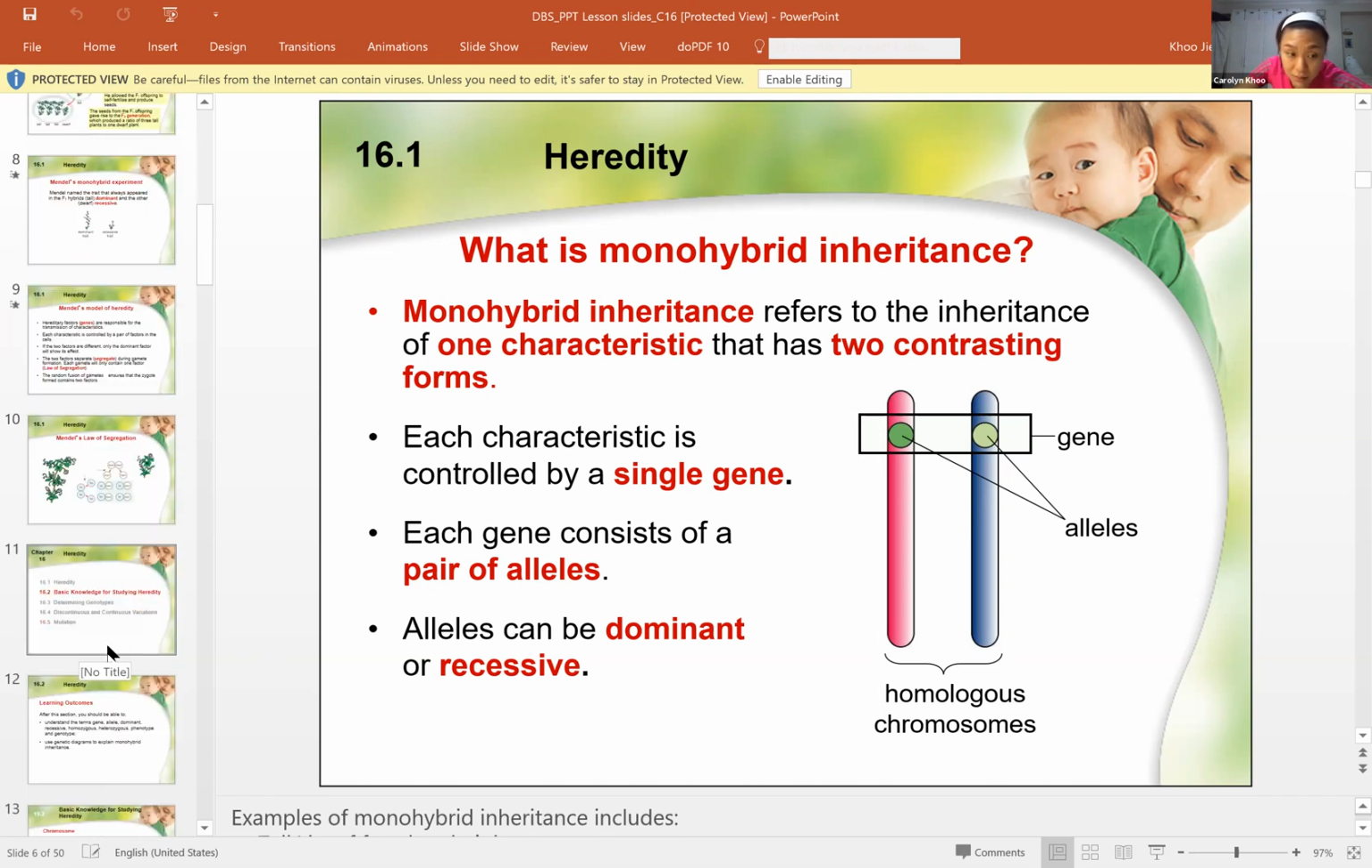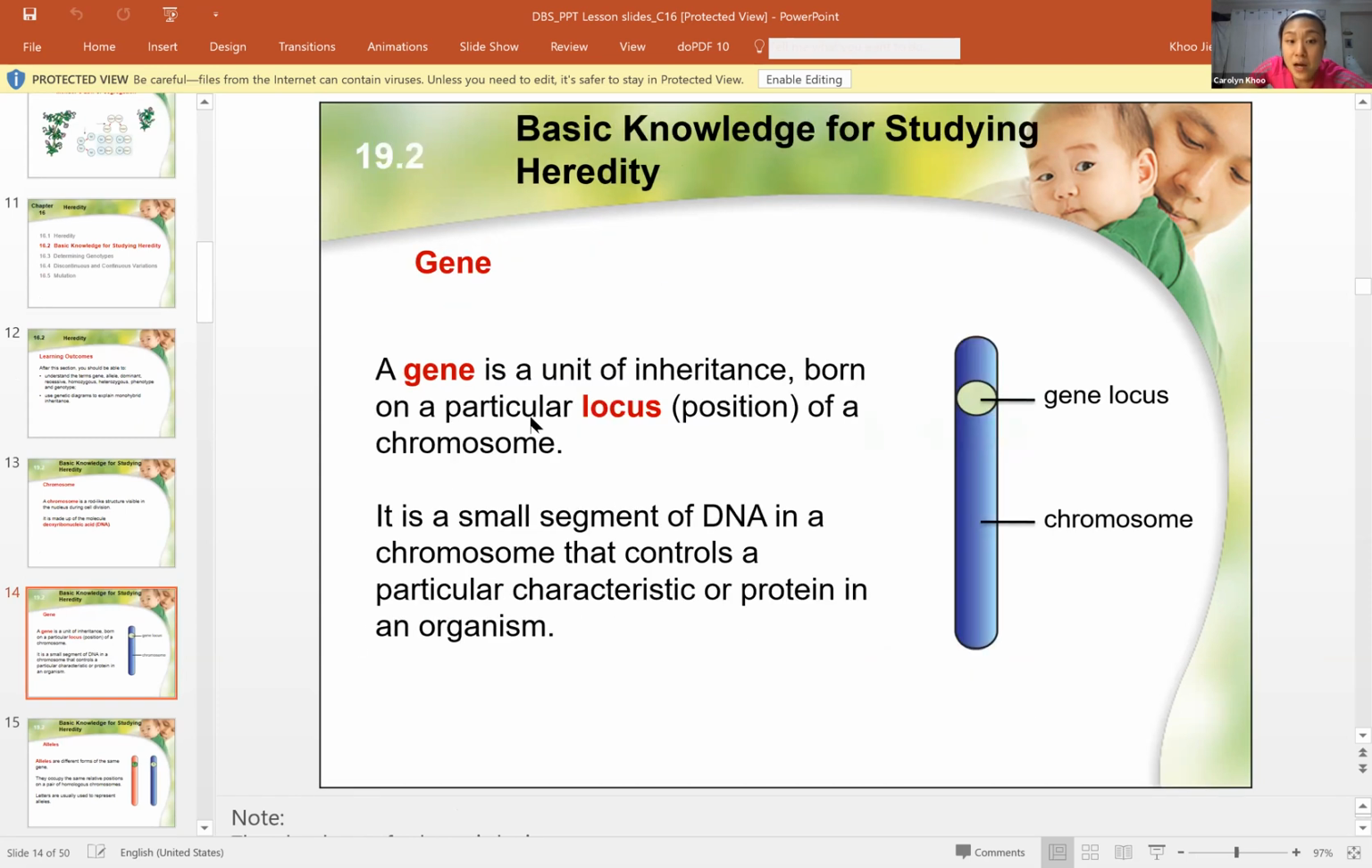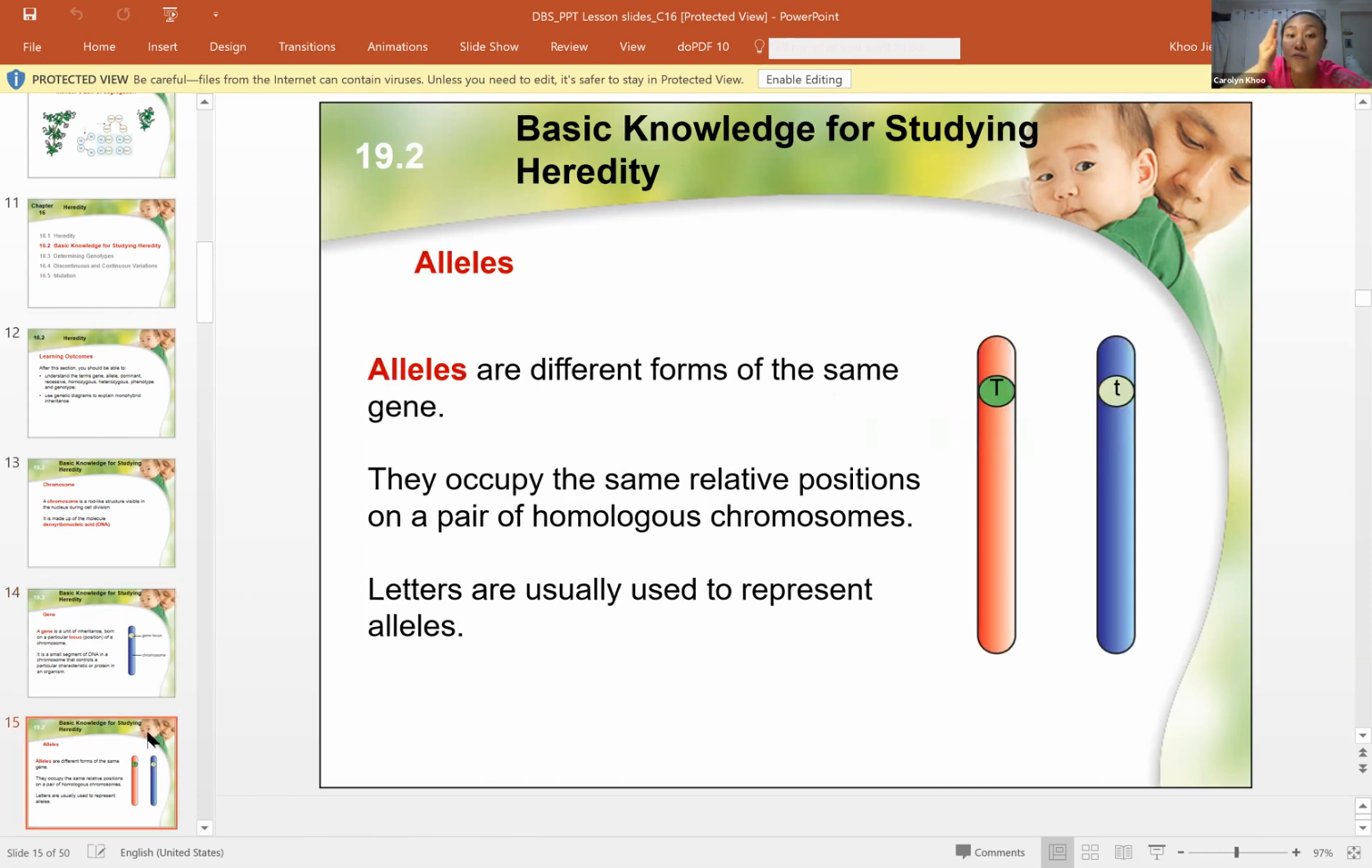Can I try another way? A gene is a segment of DNA. It occupies a certain position called the locus. Okay? A gene is a small segment of DNA. We already learned this. Different forms of the same gene are called alleles.